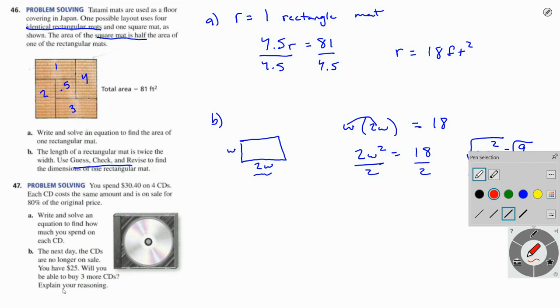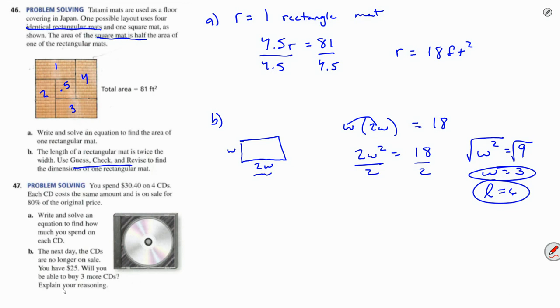Okay, you've got to be careful on number 47, how you read it, and understand if there's distracting information, because there is some distracting information there. You spend $30.40 on 4 CDs. Each CD costs the same amount and is on sale for 80% of the original price. Write and solve an equation to find how much you spend on each CD.